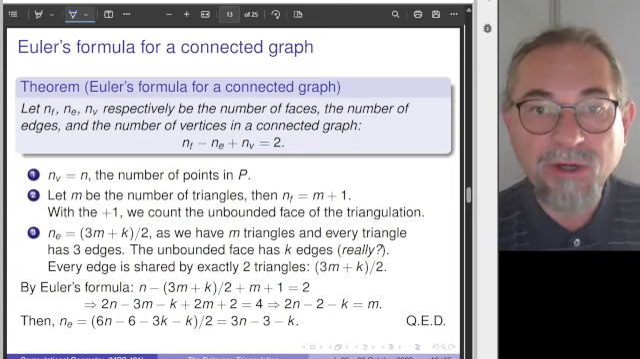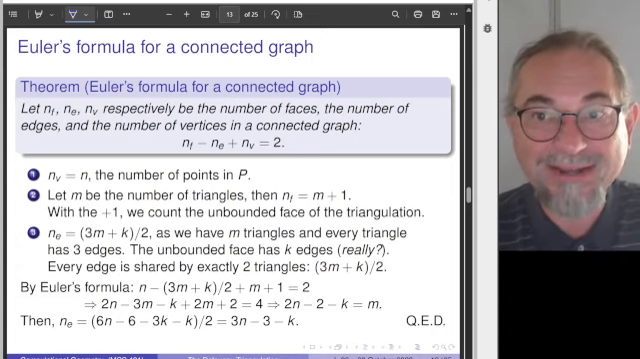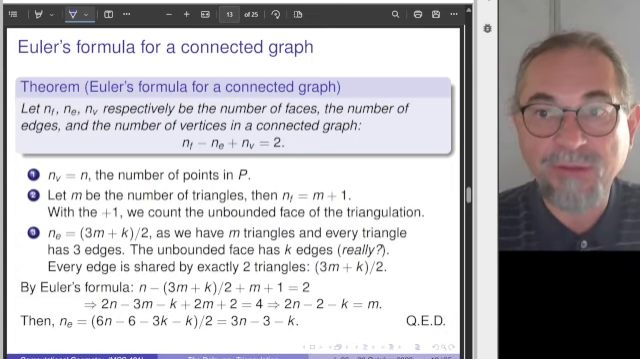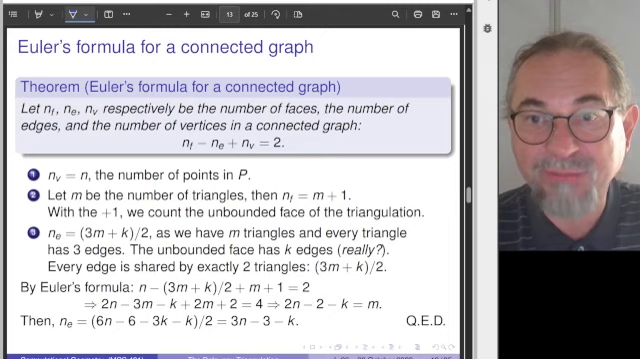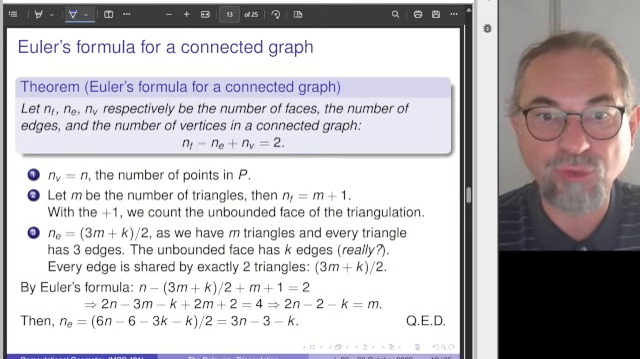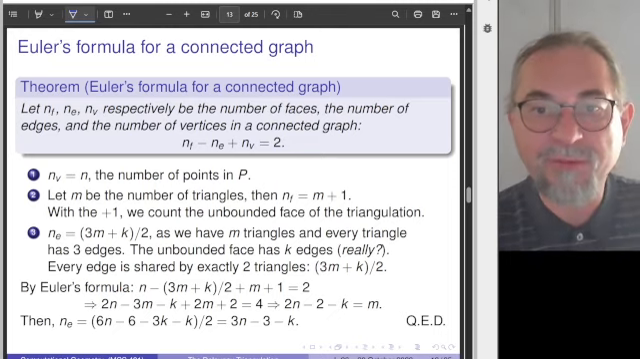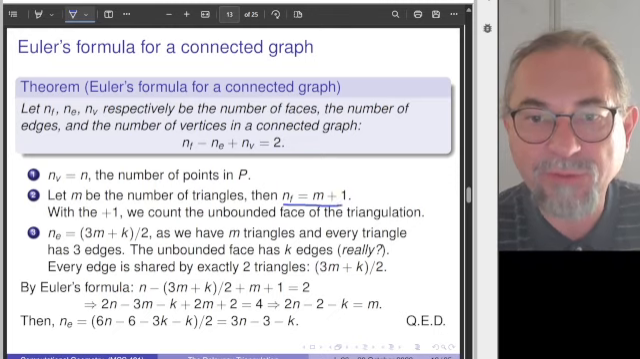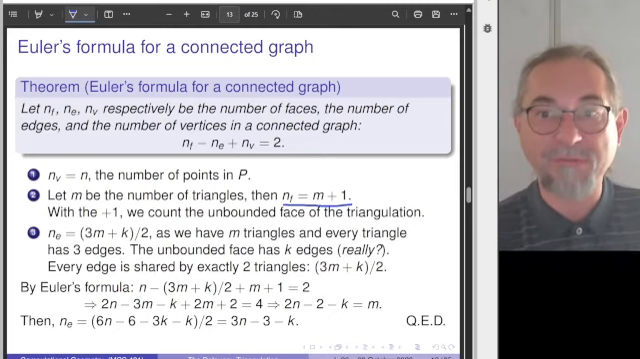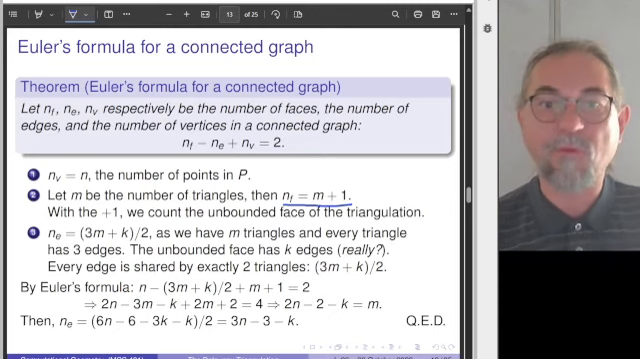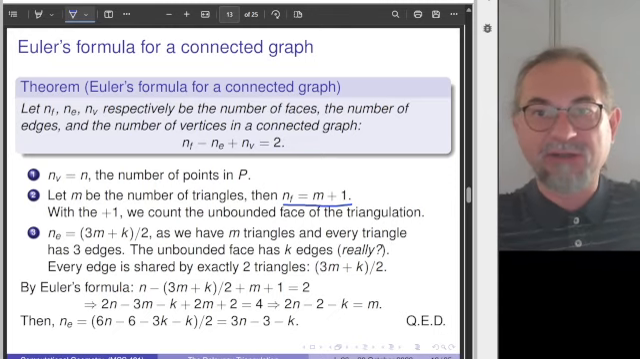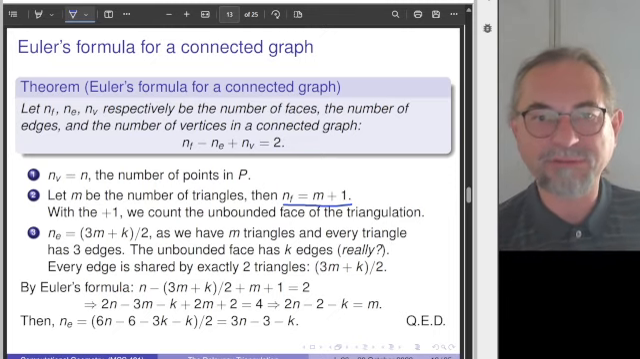Well, we apply Euler's formula, or the Euler characteristic, which comes from graph theory again. The number of faces minus the number of edges plus the number of vertices equals 2. The number of vertices is the size of the input set. The number of faces, and that's what we want to bound, is the number of triangles plus 1. Why the plus 1? Because there is the outside face. So m is the number of triangles.